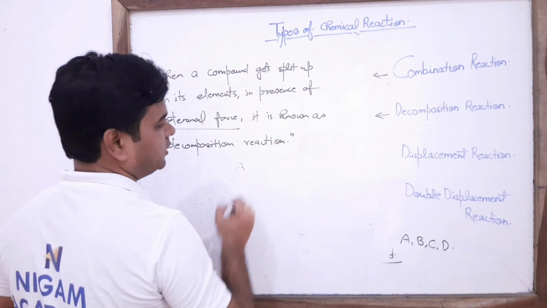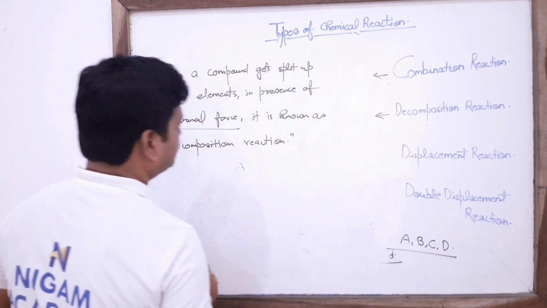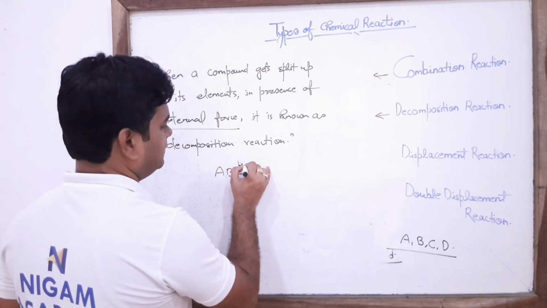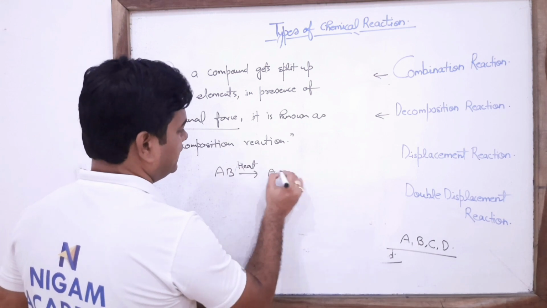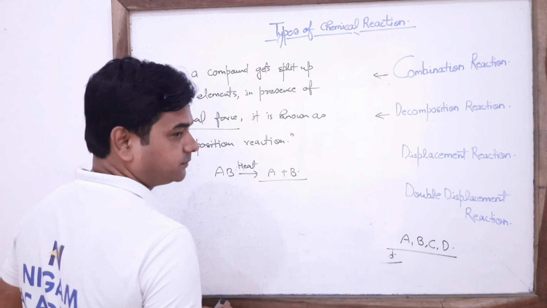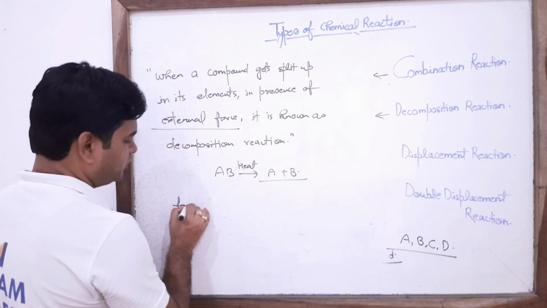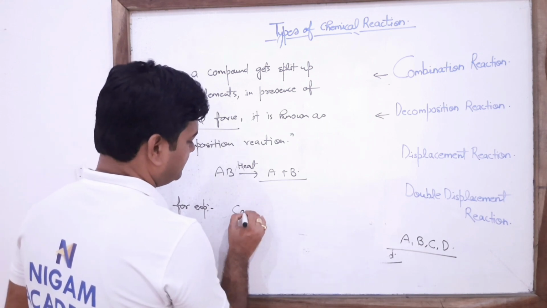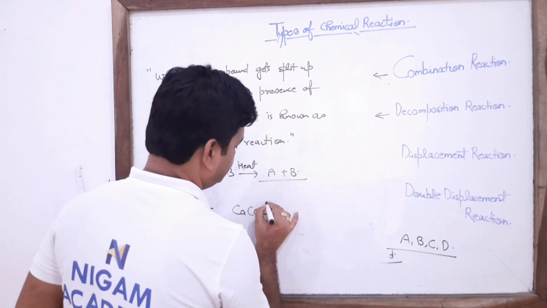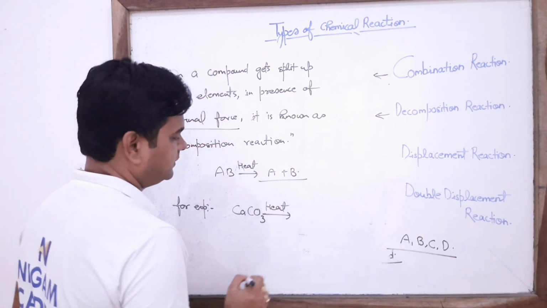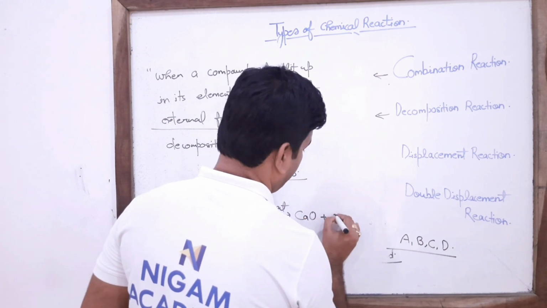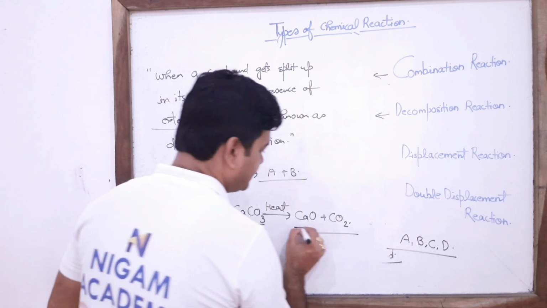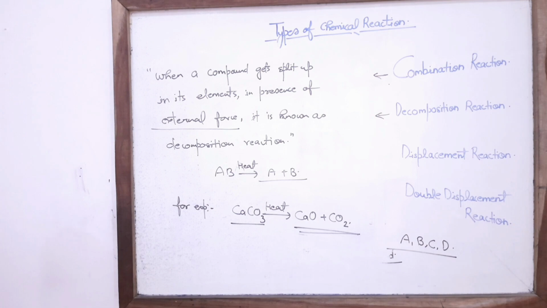To remember this for your lifetime, take the hint from here. You have compound AB and it is splitting up by heating or by pressure in element A and B. Try to understand it from your textbook. Let us have an example. Suppose you have CaCO3 and you heat it. What will happen? You will have CaO and CO2. Now it is a compound and these two are also compound.